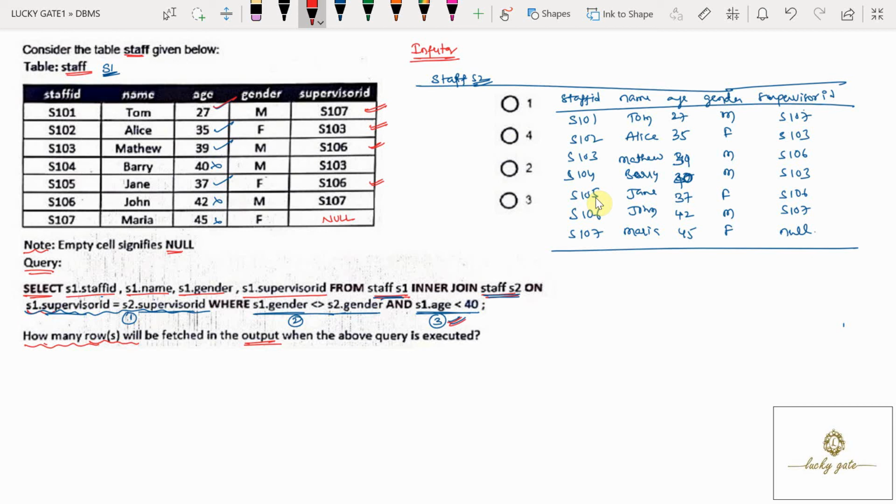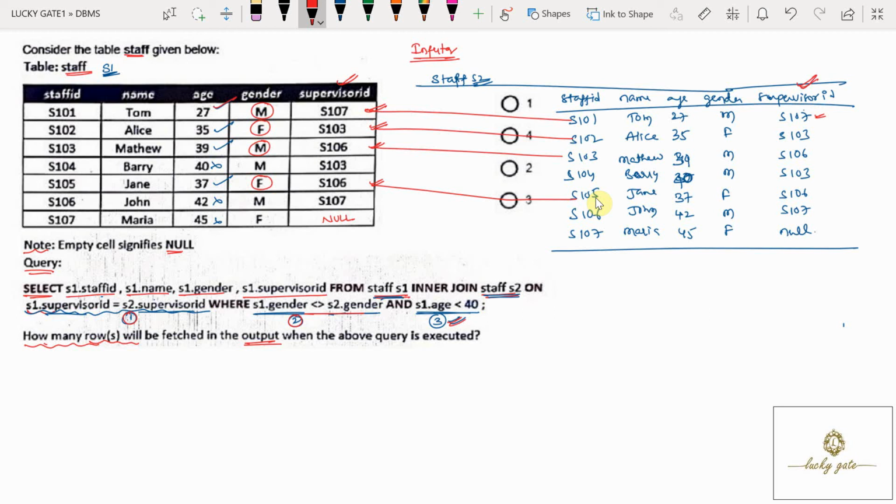What is the second condition? S1 gender not equal to S2 gender. Here you see genders M, F, M, F are there. And one more condition is S1 supervisor ID equal to S2 supervisor ID. This is S1 supervisor ID. This is S2 supervisor ID. For these selected tuples, you look, S107 is matching with S107, and S103 matching with the second tuple. S106 is matching with this tuple and S106 is matching with this tuple.